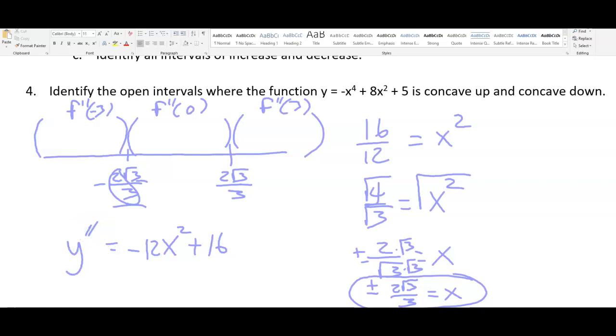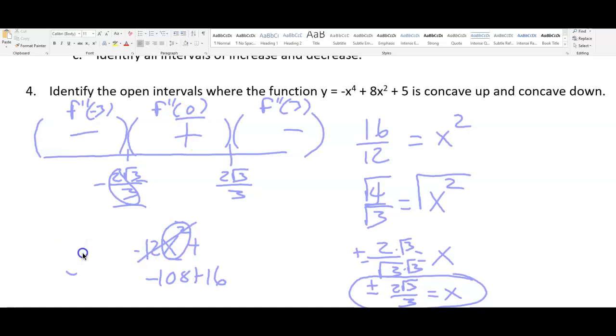And so what we're going to do is plug the numbers in here. If I plug in a negative 3, that's going to be 9. And 9 times negative 12 is negative 108. And when you add negative 108 to 16, you're going to get a negative number. The same thing's going to happen when you plug in a positive 3 because it's being squared, so it doesn't matter whether the 3 is positive or negative. In the middle here, if you were to plug in 0, that just goes away and you're left with a positive 16, so it's positive.